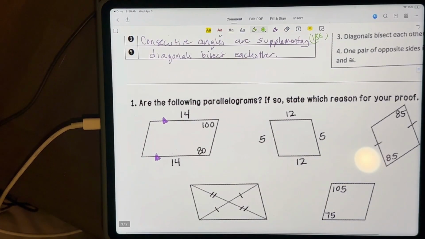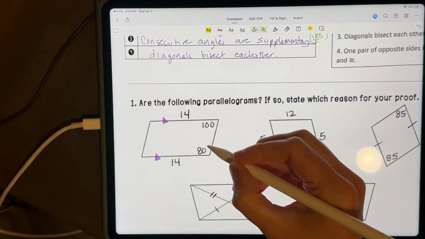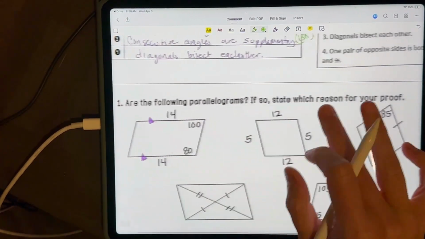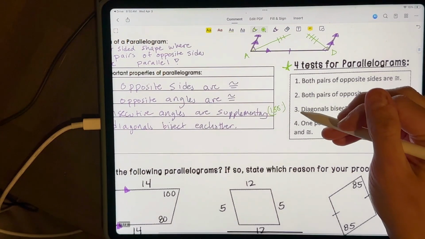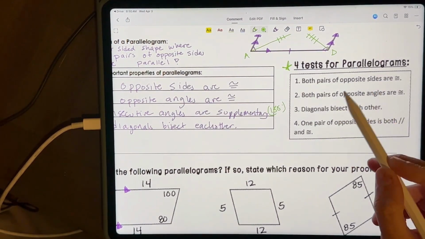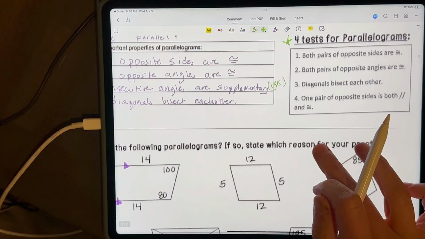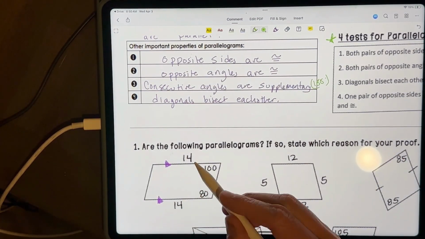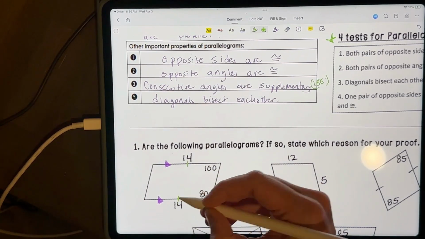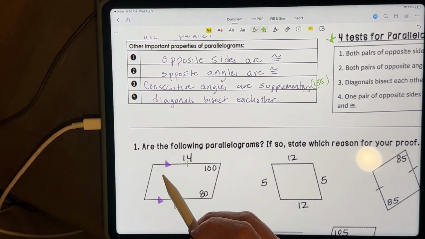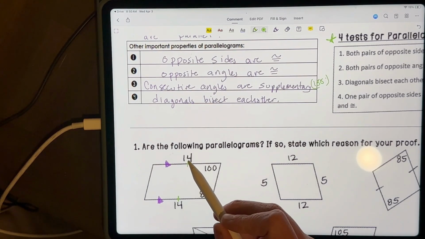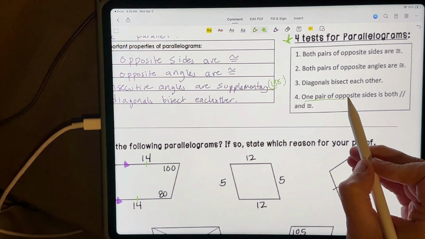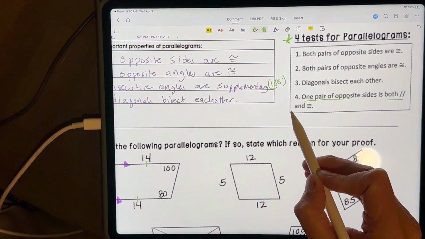So what did I give you on this first one? Okay, I gave you that the consecutive angles are supplementary, but nowhere in rule 1, 2, 3, or 4 does it say anything about consecutive angles being supplementary. So let's see what else we got. We got that they are parallel, okay, and that 14 and 14, those are the same lengths. So what rule says that these are parallel and the same length? If you look, that would be number 4. One pair of opposite sides is both parallel and congruent.